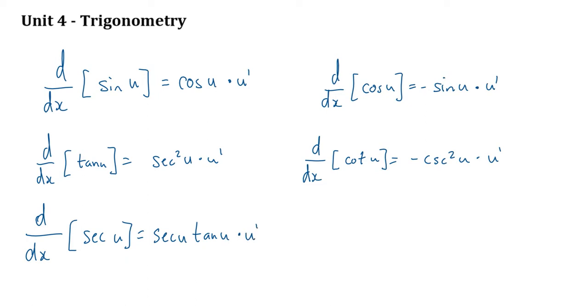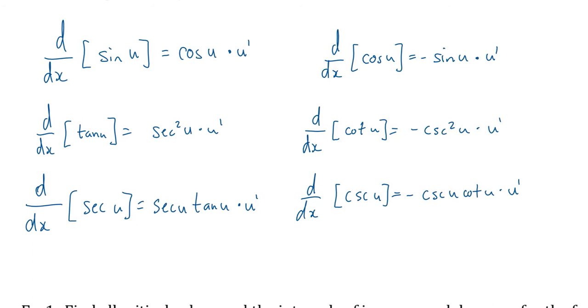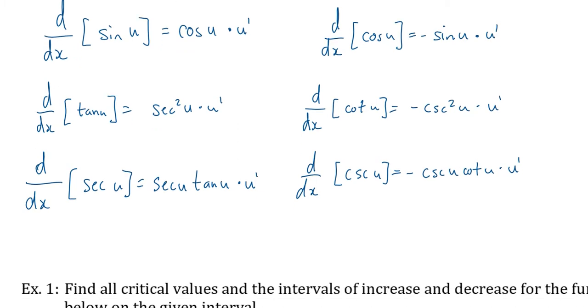And notice these are secant tan. Those all go together. These ones on the left are all positive. So we can use that to figure out the very last one that we are going to do, which is cosecant. Now these don't come up anywhere near as often as the other ones. And this one is negative cosecant u cotan u times u prime. Okay, so those are the three primary functions and the three reciprocal trig functions and their derivatives.